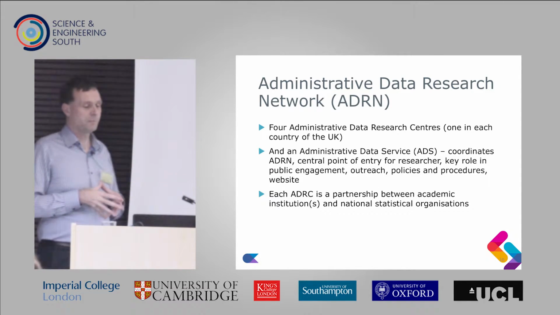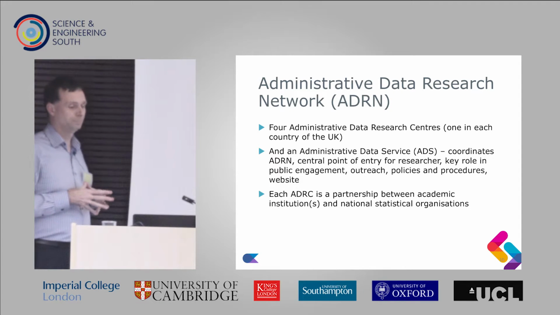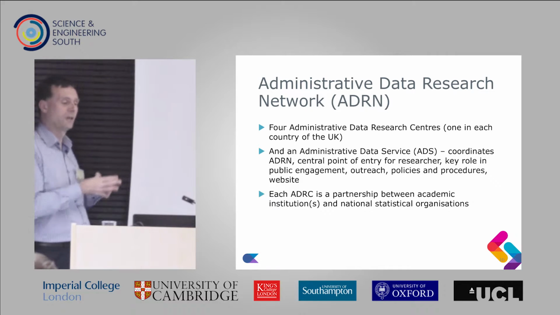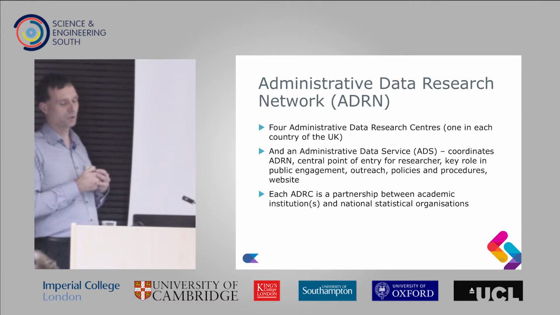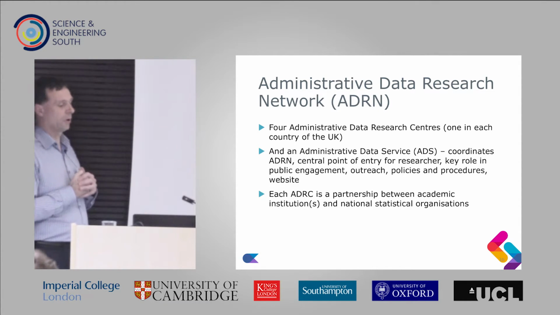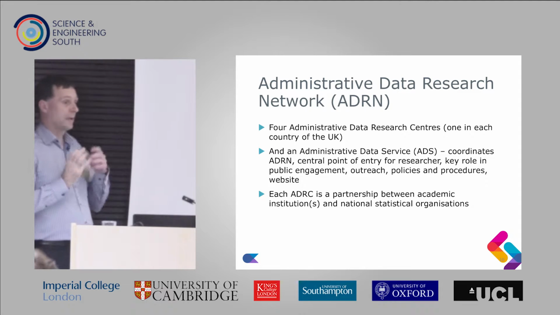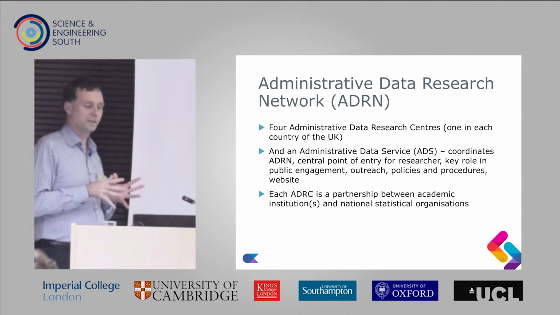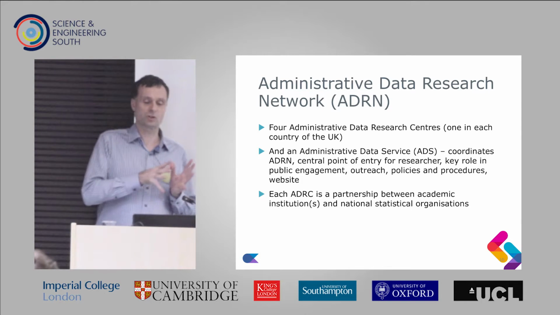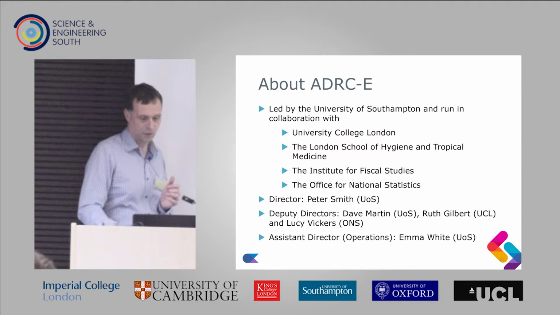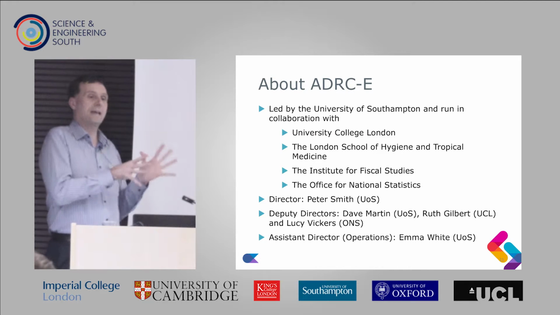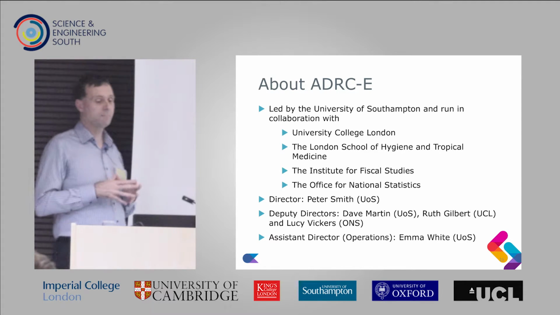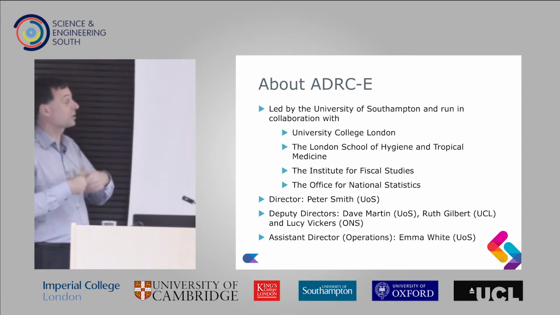There was an administrative data service set up, which will be the coordinating role and the hub, as it were, of the administrative data network. It has a website. It's the central point of access for researchers, and it has key roles in public engagement, outreach and oversaw the development of the policies. It was part of the funding that each administrative data centre was partnered with its national statistical organisation. I'll come back to that in a moment. So it was recognised that you can't get access to government administrative data if you don't work in partnership with the national statistical organisations or with government.